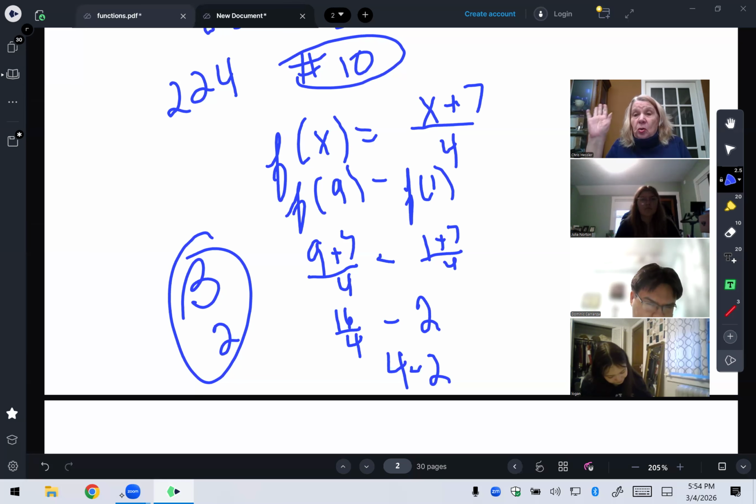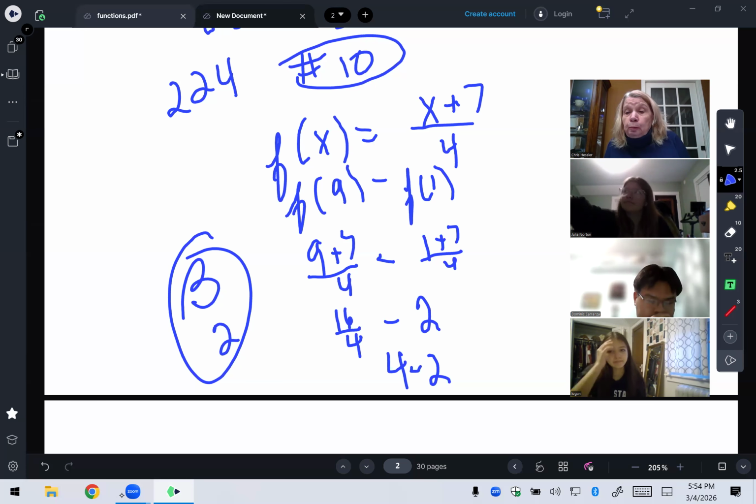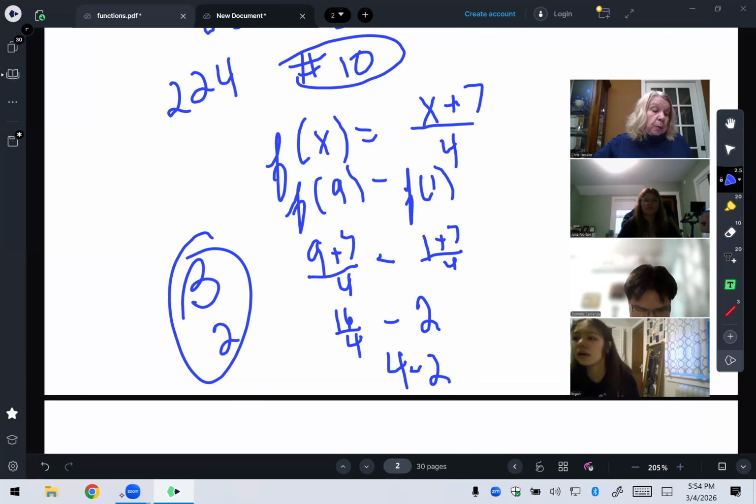How many got B2? Just raise your hand if you got B2 or your thumb. Thanks, Julia. We'll give them time to complete it. So you're just putting 9 in first, and then you're putting a 1 in. Oh, good. Thanks, Logan. Dominic, are you good with that one? Oh, good. Okay. So let's go back to the packet.